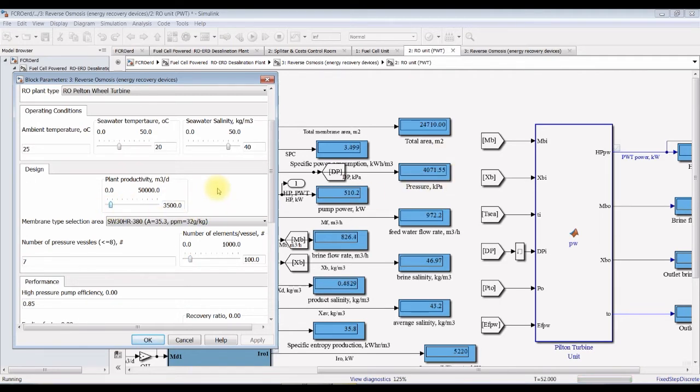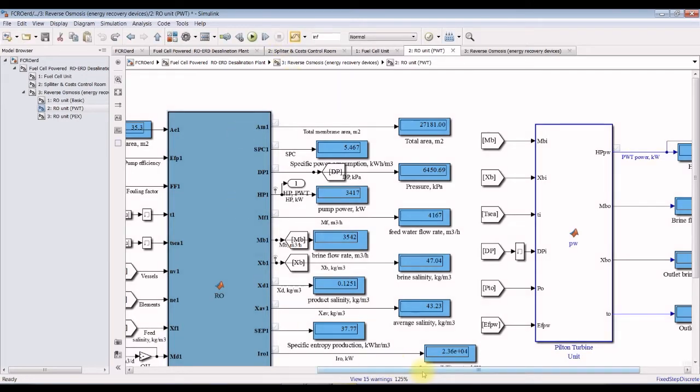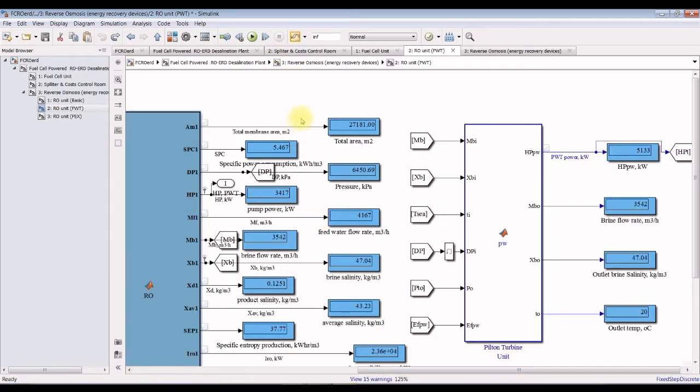Sure, it has a negative effect on the cost because it will increase the running cost. I'm going to increase the plant productivity. I have to watch this parameter. Okay, 20,000. I'm going for 20,000, increasing the number of elements. Increasing the productivity will increase the pressure. Okay, 15,000. It's quite interesting. That's okay for the Pelton wheel drive.